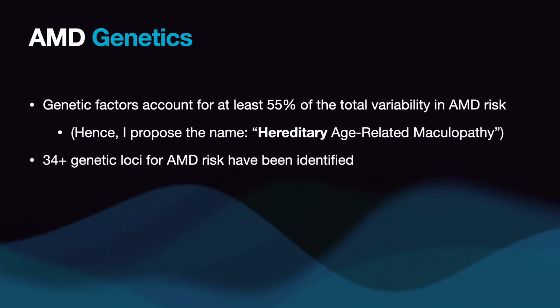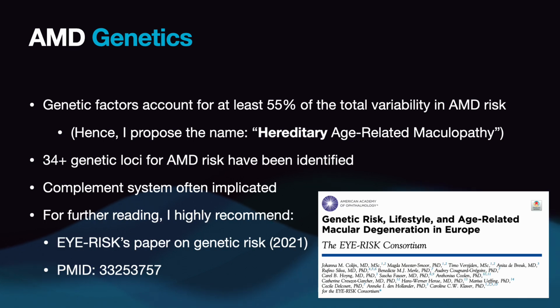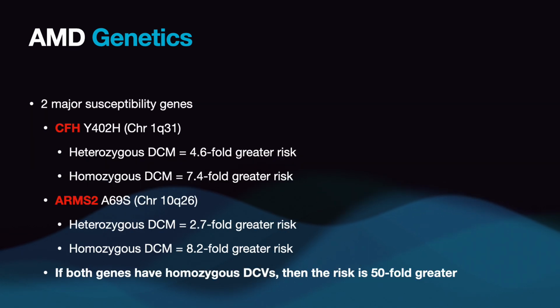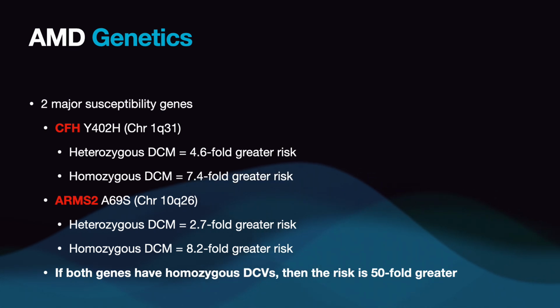So we'll see. There's at least 34 genetic loci. Some papers are showing over 52 now that are considered risk factors. Complement systems are often implicated. If you want to read more about it, there's a reference. I think the main two you need to know for testing purposes are CFH and ARMS2, and I don't really think you need to know specifically what the greater risks are. Just know that if you've got homozygous risk variants in both genes, you've got a 50-fold higher risk than the average person in the population.